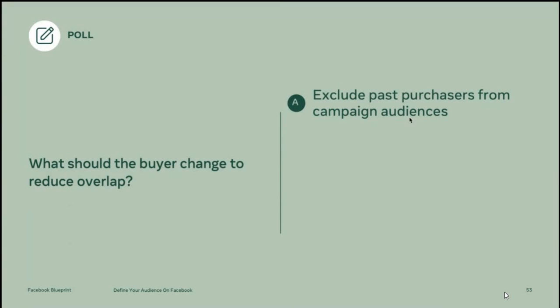Now, audience overlap within a range of 15 to 20% is acceptable, but anything beyond that is not acceptable. It will create problems for you. So that's one thing. You can also exclude cart abandoners from this campaign.